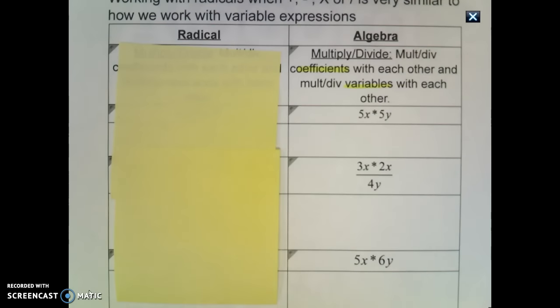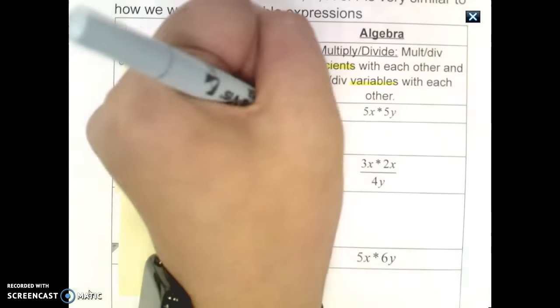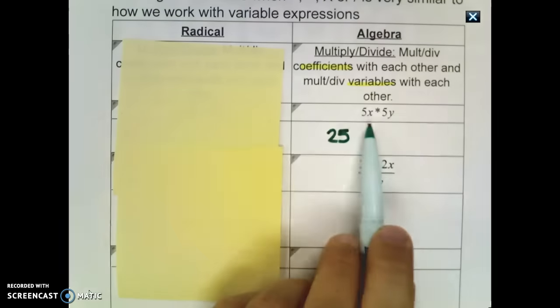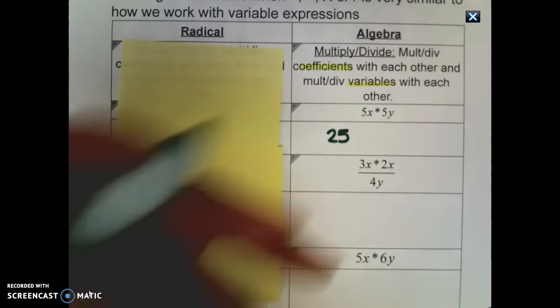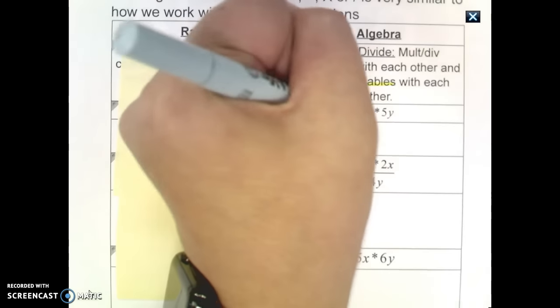So in the first one, we're going to combine the 5 and the 5 by multiplication. Those are our coefficients or our numbers. 5 times 5 is 25. X times y, well, we can't combine that, so we would just simply write it as xy.